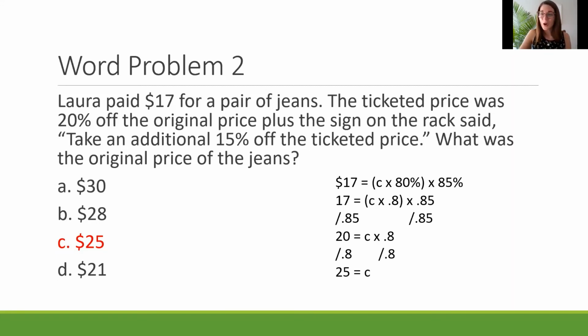Now, we talked on our call today about how another option here would be to work backwards. If you're feeling stuck and having difficulty putting together an equation, you might start with the answers at the bottom and take each answer and say, okay, what's 20% off of 30? And then of that cost, what's 15% off from there? And you should get 17 for the right answer. And that's another way to solve this problem.